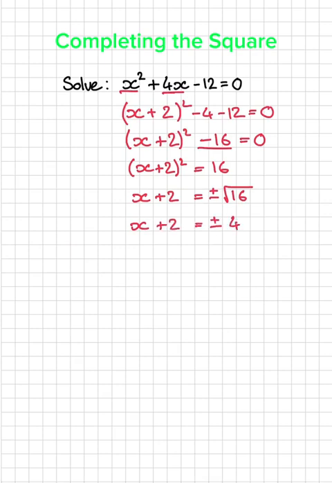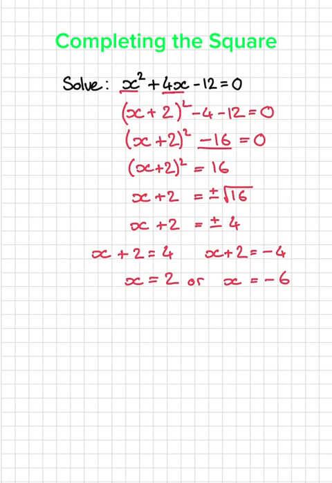Now from this point we can split the plus or minus 4 up into the positive and the negative, so we're going to have two linear equations: x plus 2 is equal to positive 4, or x plus 2 is equal to negative 4. If I take away 2 from both sides in these linear equations, the first one you're going to have 4 minus 2, which is 2, and the second one you're going to have minus 4 minus 2, which is minus 6. So we do get the same two solutions.